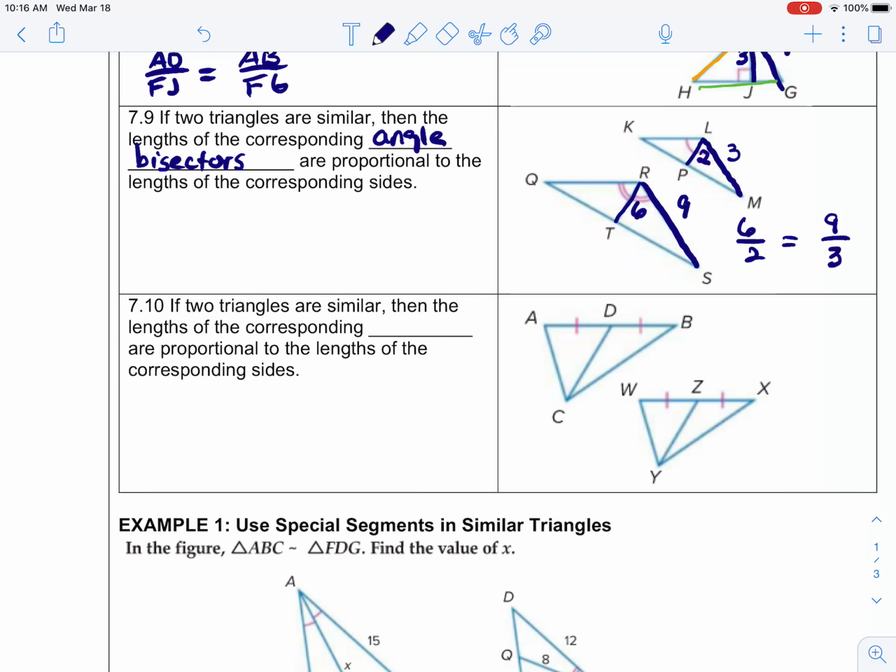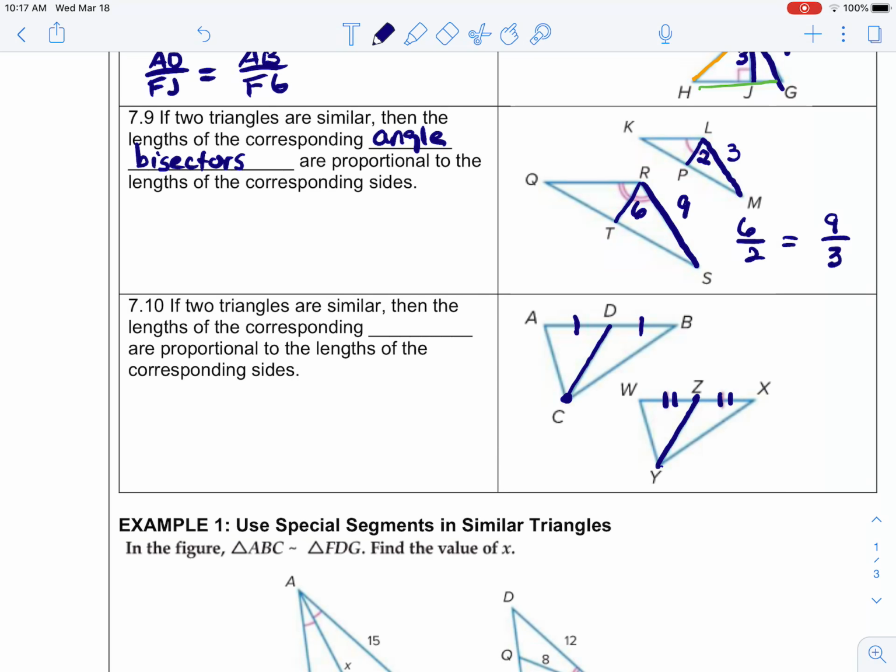And then the third of our special segments that we're going to talk about here is a median. So recall that a median goes from a vertex to the midpoint of the opposite side. Notice this is a midpoint because we have congruent markings here and here. And then this is also a median, although I think I disagree with the way the markings are here. I think we really need to have two congruent markings on this one, because although ZW is congruent to ZX, it's different than our first triangle, BD and AD. So I'm going to make that adjustment here.